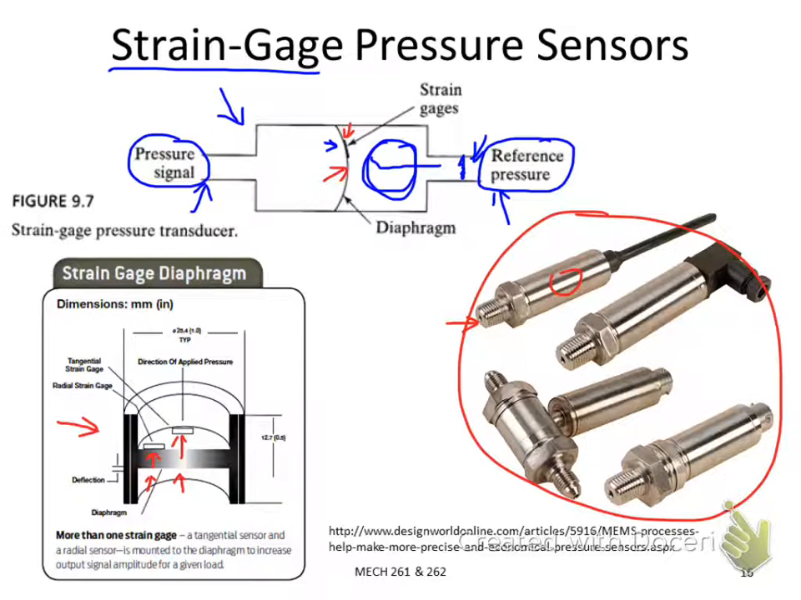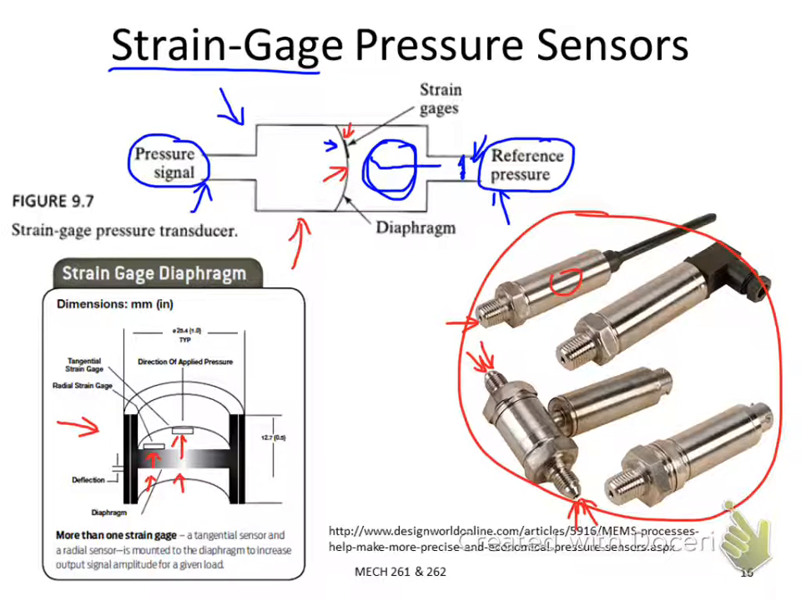And also you will find another type which has two inlets. So it looks similar to this one. Basically you can connect one pressure source to one side and another one as the reference to the other side. So it can measure a differential pressure.